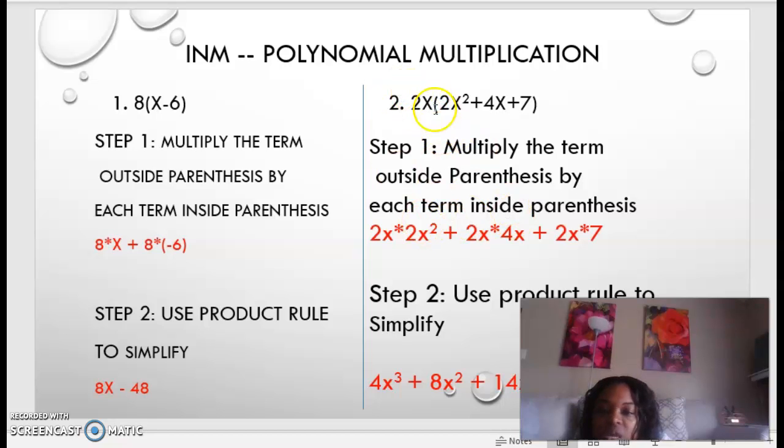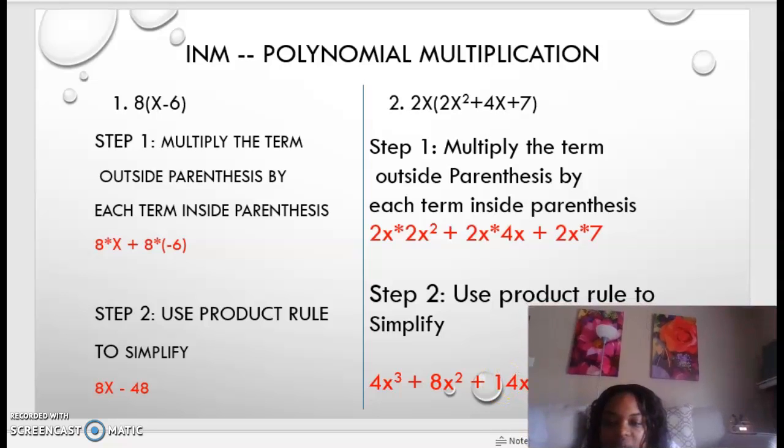Then in the second one, 2x gets multiplied by 2x squared here. Then 2x we multiply by 4x here. And then 2x gets multiplied by 7 here. That's what I'm showing. And then in the last part, I hope it's not getting cut off by this window, but you use the product rule to simplify here. So we have 4x cubed.